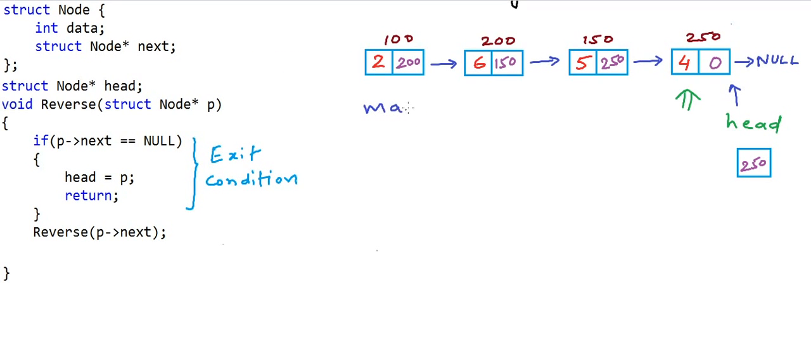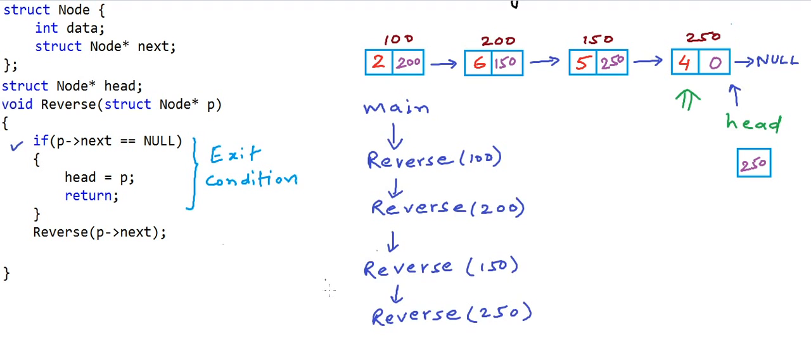From the main method we will call the reverse function, passing it the address of the head node, address 100. We will check this condition: if p.next is equal to null? No, it is equal to 200 for the node at address 100. So this recursion will go on till we reach this call to reverse, passing it address 250, and now we will come down, and now we have come to this exit condition, and now head will be set as P, and the list will look like this.